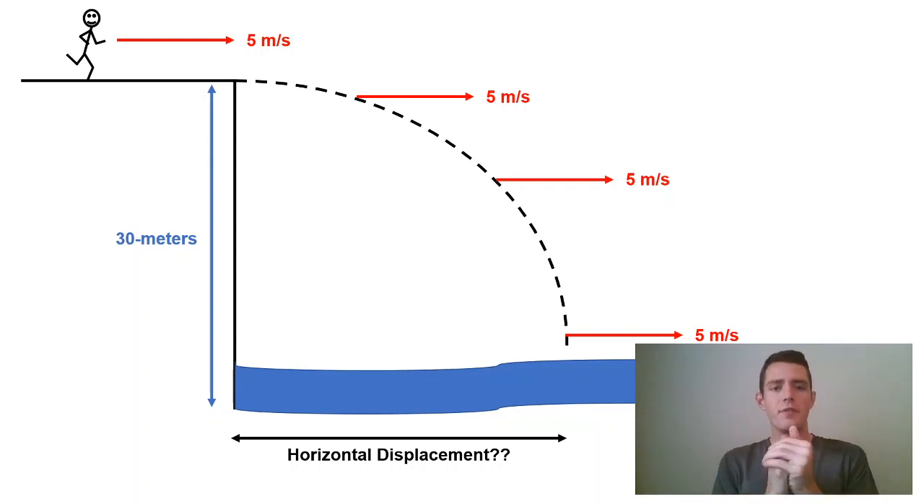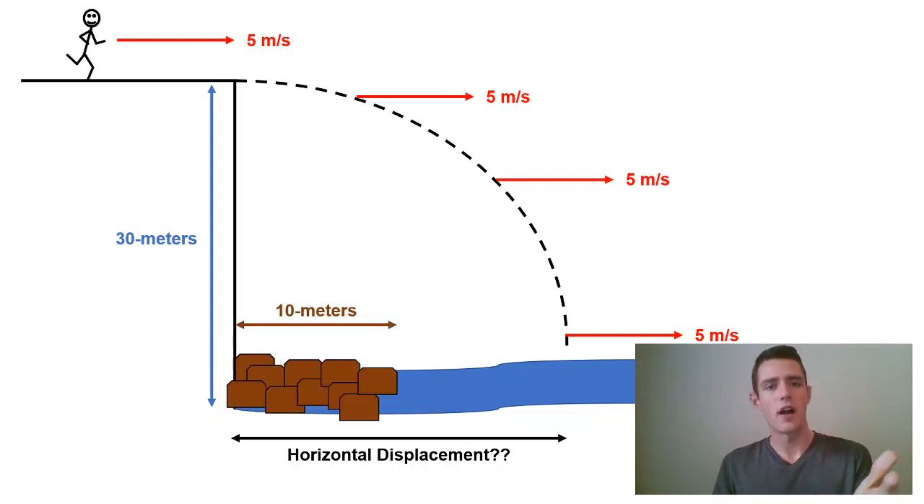Okay, welcome back to 2D Kinematics Horizontal Displacement Part 2. So in the first part of this video, which I will link below, we talked about someone running off of a cliff trying to clear 10 meters of rocks, and we wanted to know, was 5 meters per second horizontal velocity running enough to clear that 10 meters?